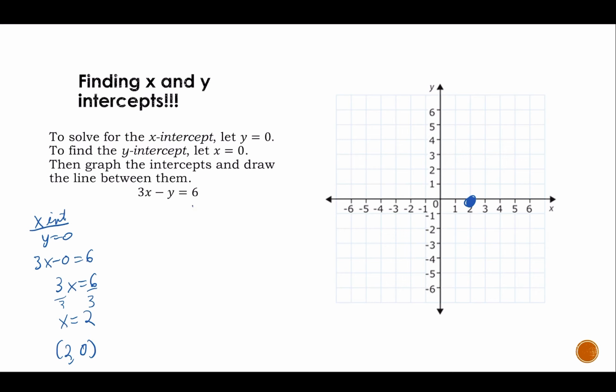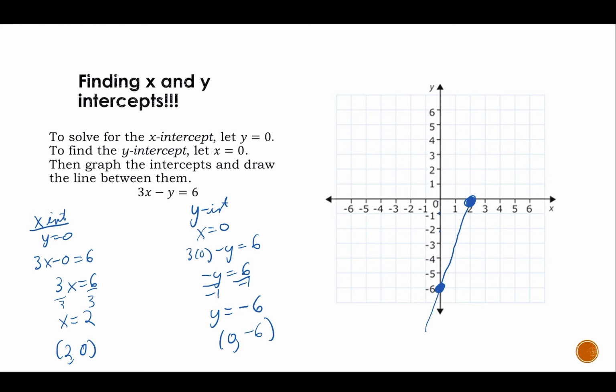Next, I have to find my y-intercept, which is when x equals 0. So I have 3 times 0 minus y is 6. That means negative y is 6. I have to move the negative to the other side. So y is negative 6. So when x is 0, y is negative 6. So I'm going to plot that point, go to where x is 0, y is negative 6. That's right here. And I can go ahead and graph my line.